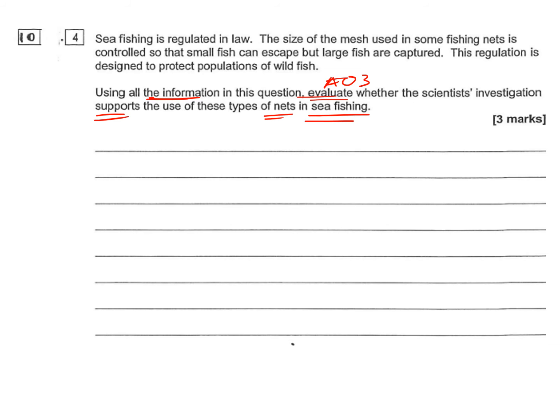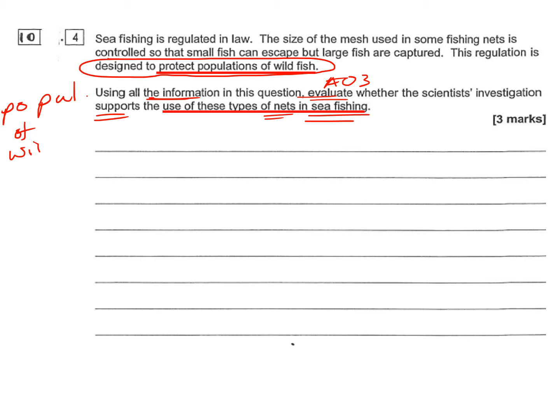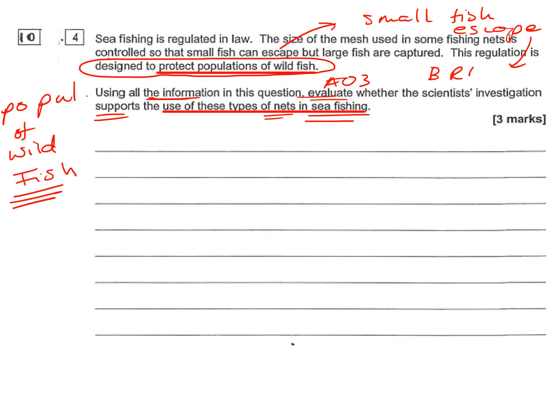Okay, so let's just have a look at the information then. It says this regulation is designed to protect populations of wild fish. The size of the mesh used in some fishing nets is controlled so that the small fish can escape. So the small fish escape, and you can write this down, breed. So they're allowed to escape, so they can still go off and they can breed.